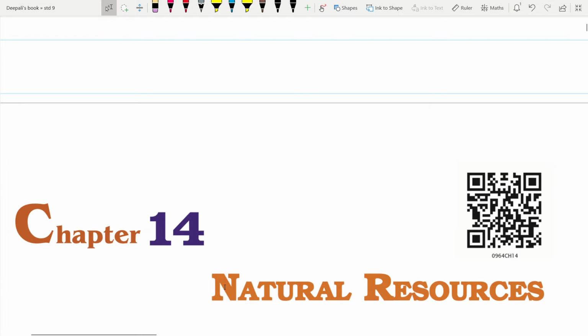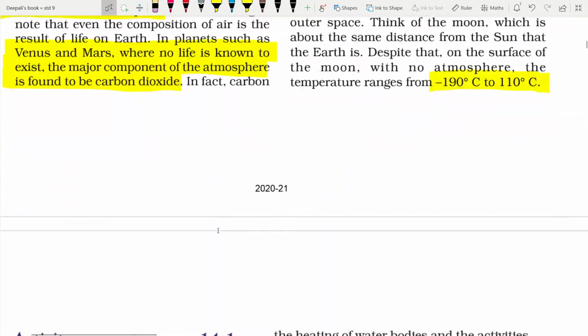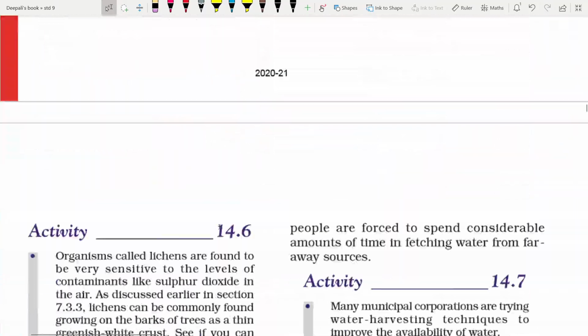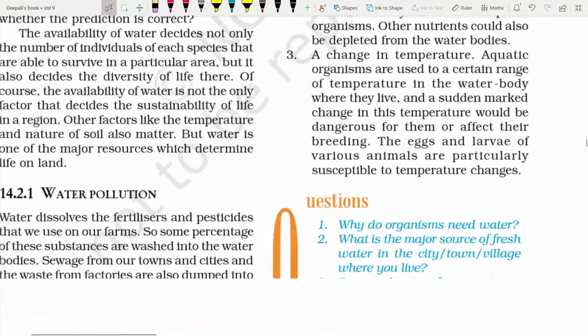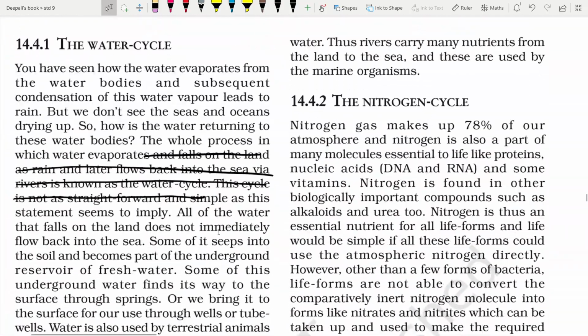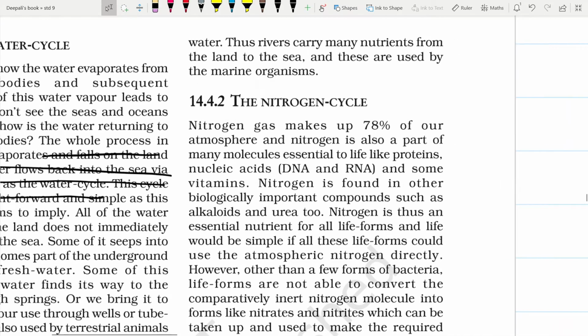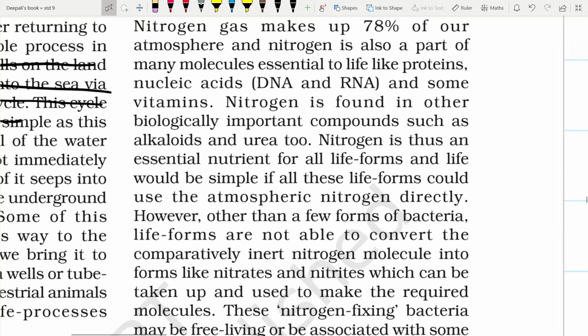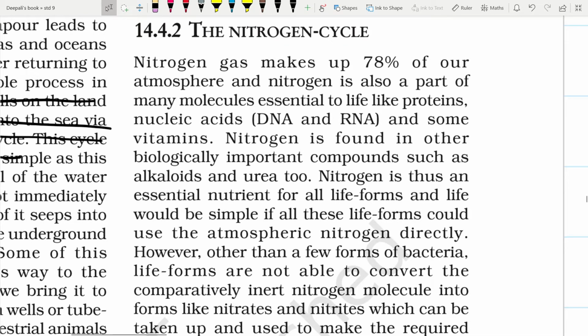Chapter 14, Natural Resources. Moving to the next biogeochemical cycle, the nitrogen cycle. As I told you in the previous cycle, you should know what component is being cycled, on what pathway it is being cycled, what processes are involved in the cycle, and who are the factors which move the component from one form to another.